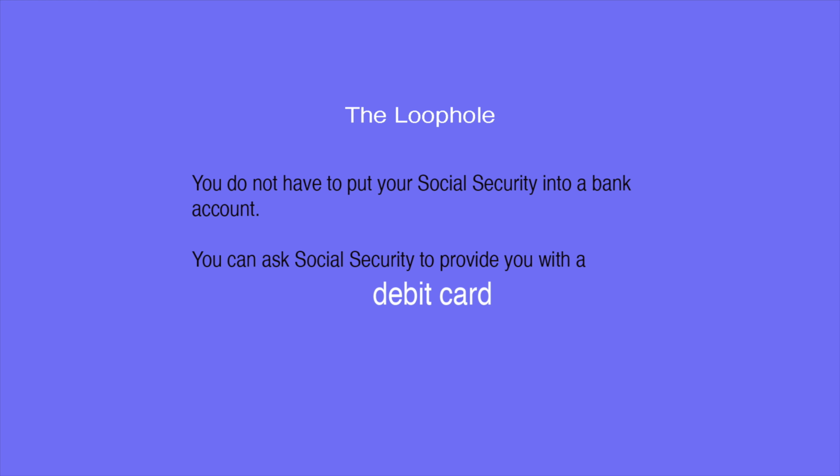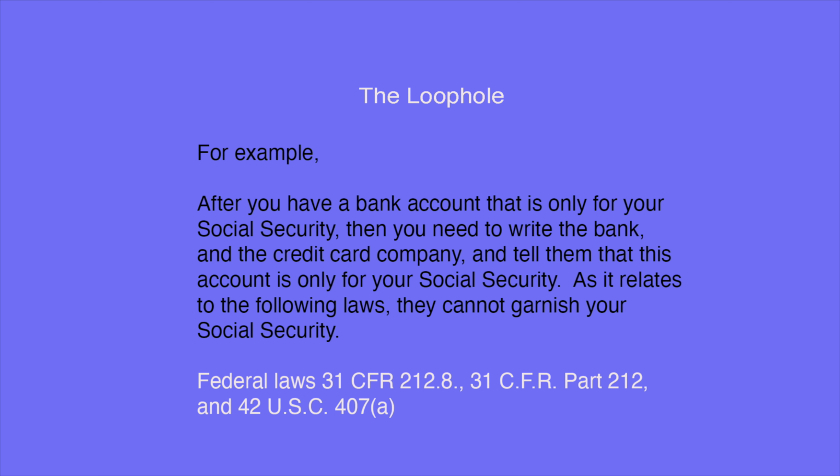Plus, you don't have to put your Social Security into a bank account. You can ask Social Security to provide you with a debit card. After you have a bank account that is only for your Social Security, then you need to write the bank and the credit card company and tell them that this account is only for your Social Security. As it relates to the following laws, they cannot garnish your Social Security. Federal Laws 31 CFR 212.8, 31 CFR Part 212, and 42 USC 407A.